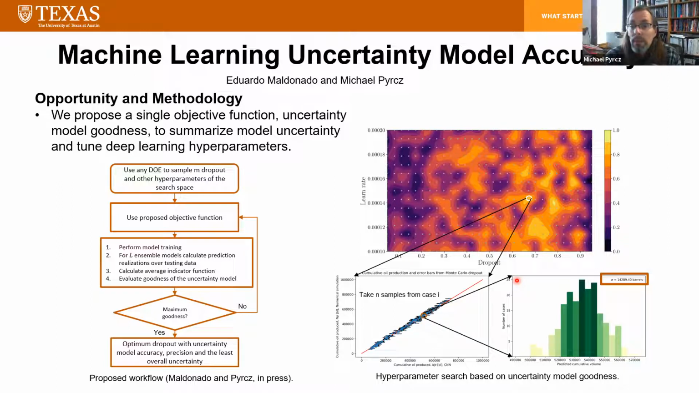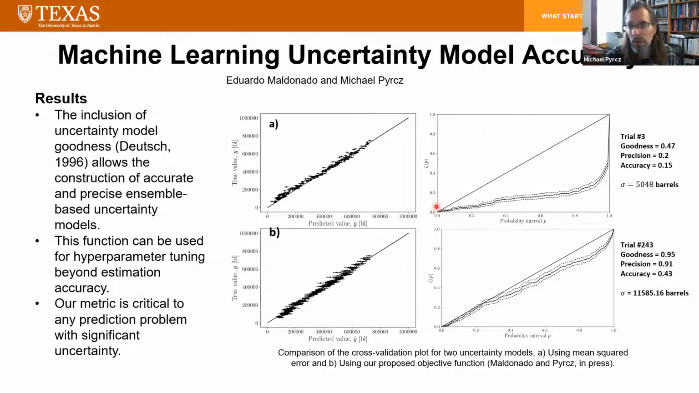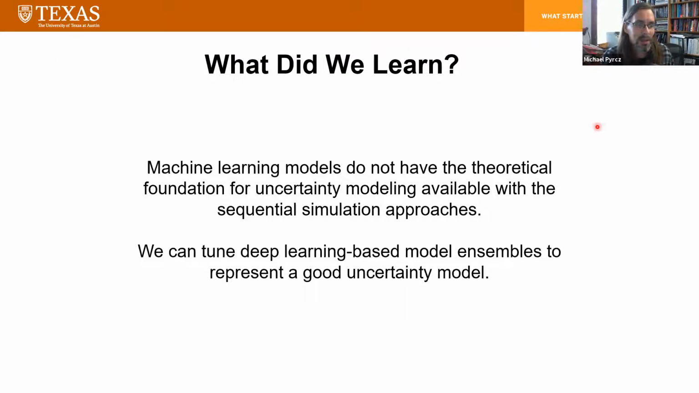What we've been doing with one of my students, Eduardo Maldonado, is looking at how we can tune the uncertainty in the model to have a good uncertainty model. I'm not going to have time to explain all this, but we can tune it so that when we have a variety of models, they represent a good range of uncertainty given the problem. And we have a way to test that with cross-validation against the data. So get really excited about this.